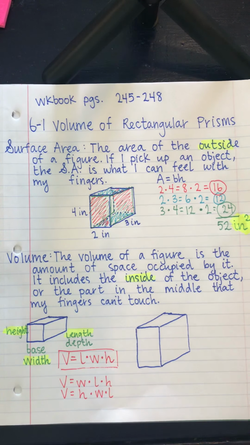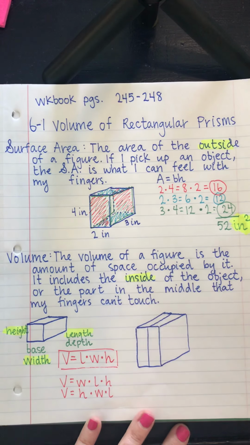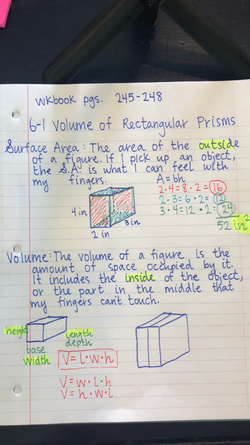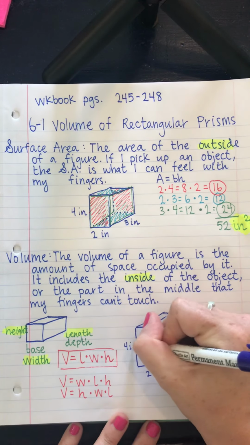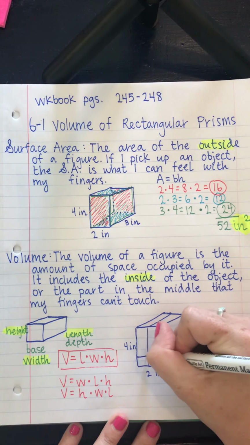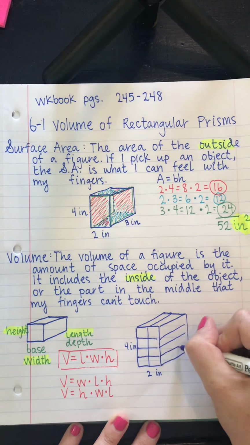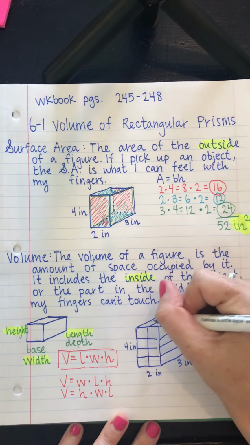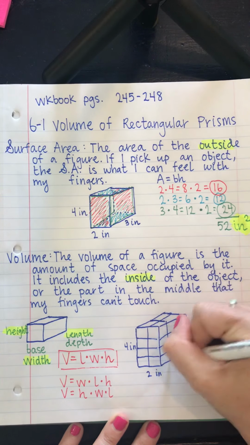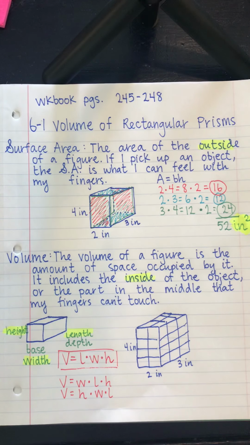All right, so I'm going to use the same figure here. I have the same figure and it is going to be 2 inches. So I'm dividing this into my cubic units. 2 inches by 4. 1, 2, 3, 4, and then those wrap around this way. By 3 inches. 1, 2, 3. Okay, so that is not perfect, but that's okay.